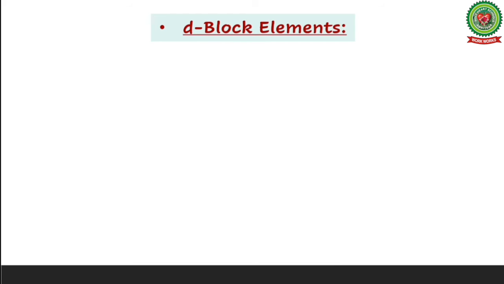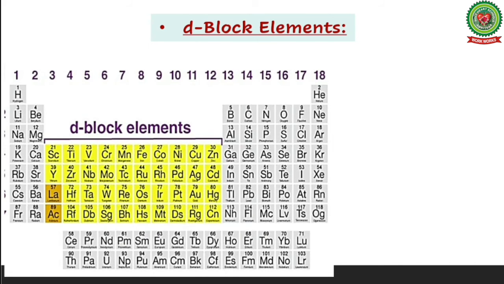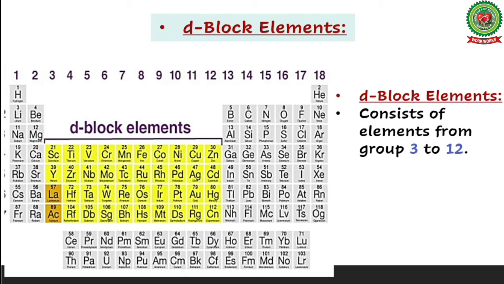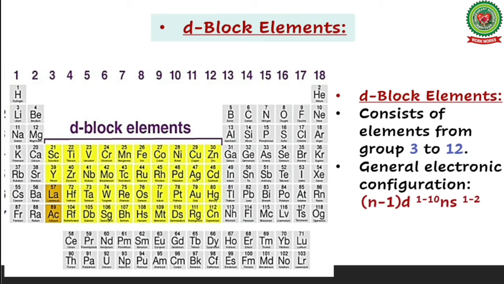The next elements are the D block elements, and we find them in between of the periodic table. They are the groups 3 to 12. So from group number 3 to 12, these elements are known as D block elements, and the general electronic configuration of these elements is (n-1)d1 to 10 ns1 to 2. So there are a total of 10 groups in the D block because the d orbitals are 5 in number and each orbital consists of 2 electrons. So a total of 10 electrons can be accommodated in the d orbitals.